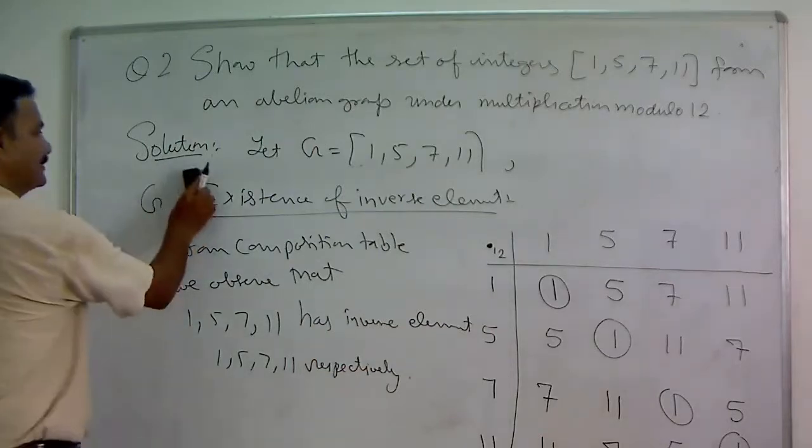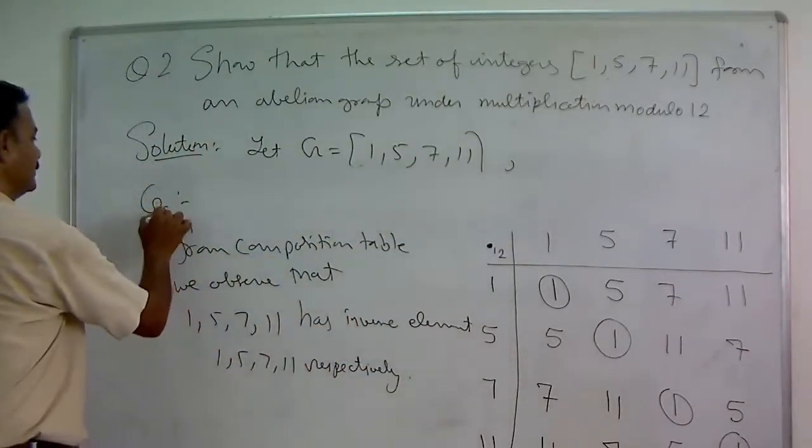Now the final property, that is commutative property, G5.